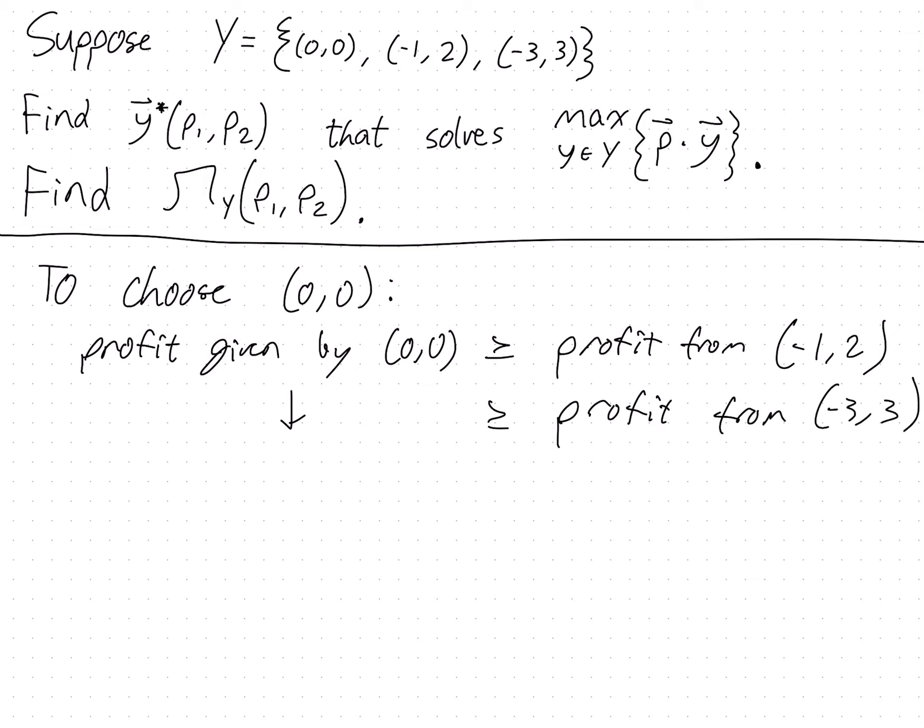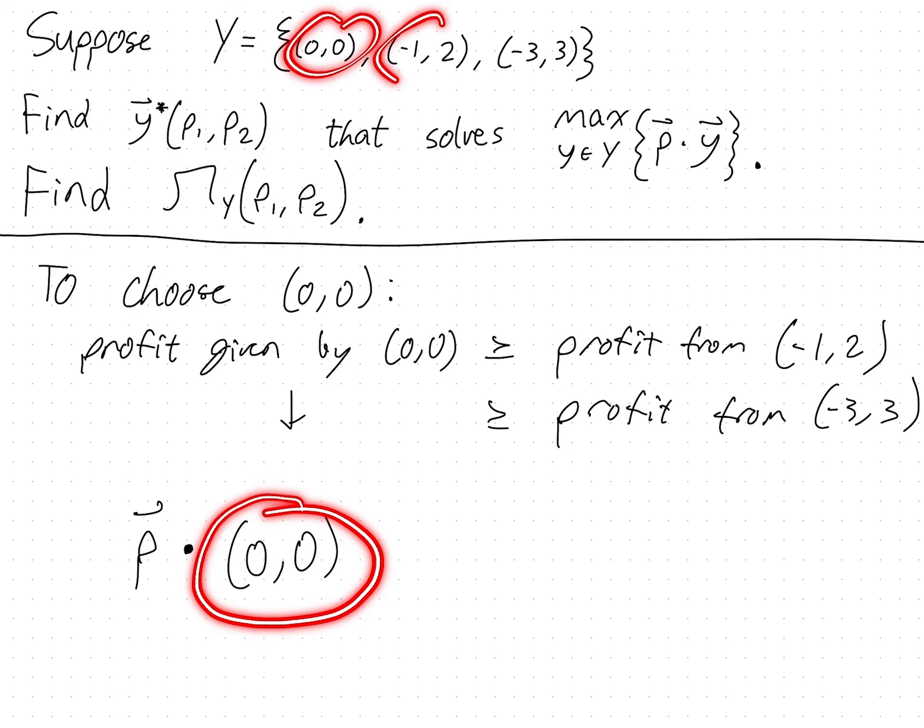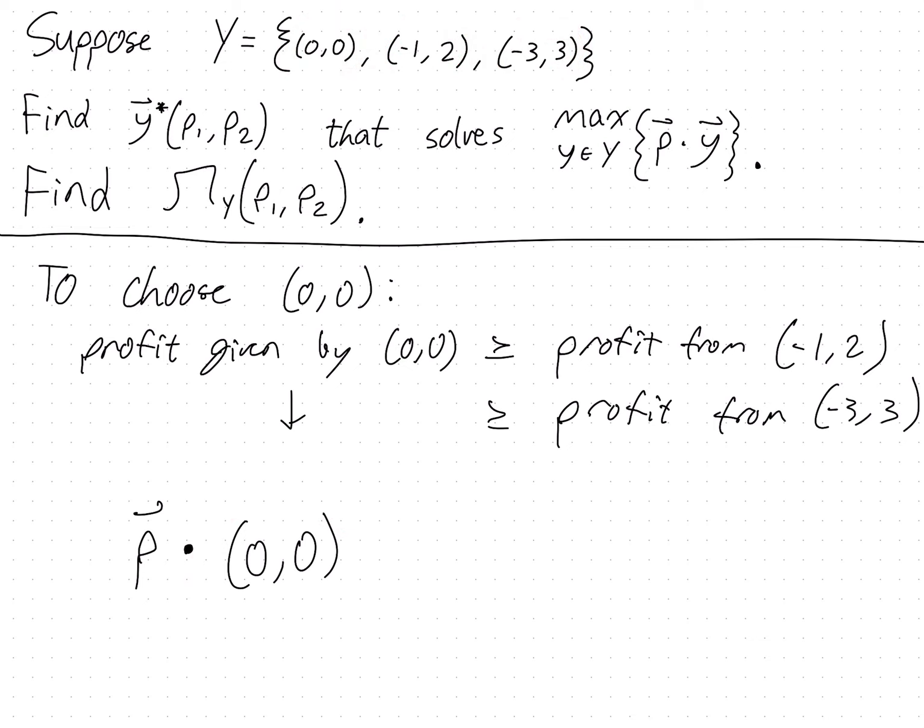But how can we write the profit from these? Remember, that would be the price vector dot product with whatever vector of y we chose. So we're taking the dot product of the price vector, this (p1, p2), with whatever we're choosing from y. And that gives us the profit of this vector.